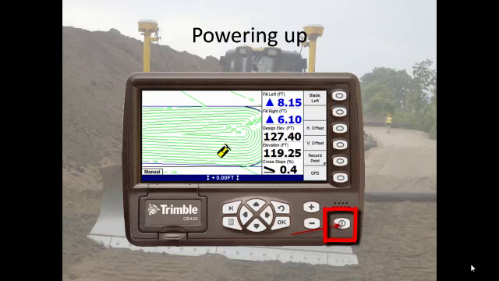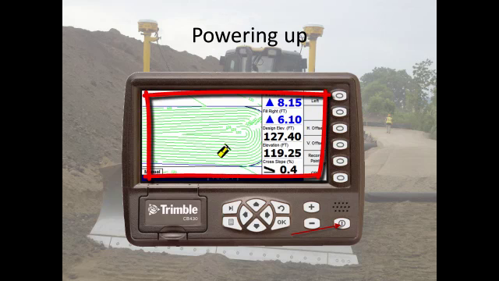Powering up the display is as simple as activating the power button. By selecting the power button, holding it down for 2 seconds and releasing it, the system will run through a startup program. When it has finished its startup process, the user will see the screen displayed here.